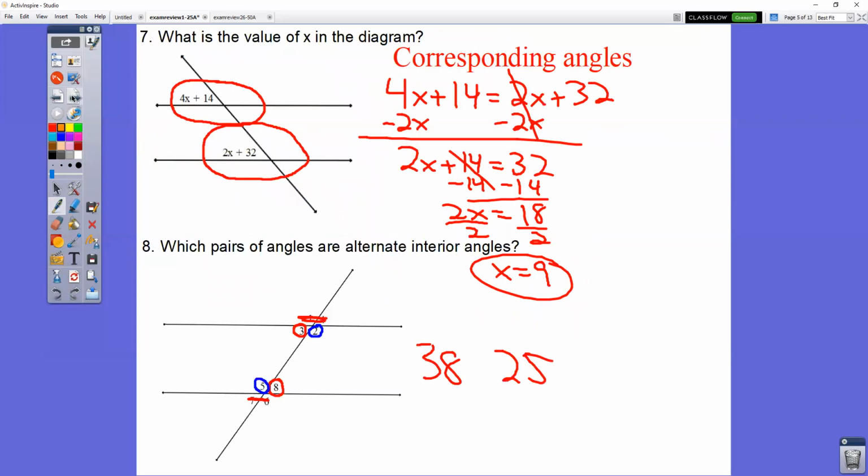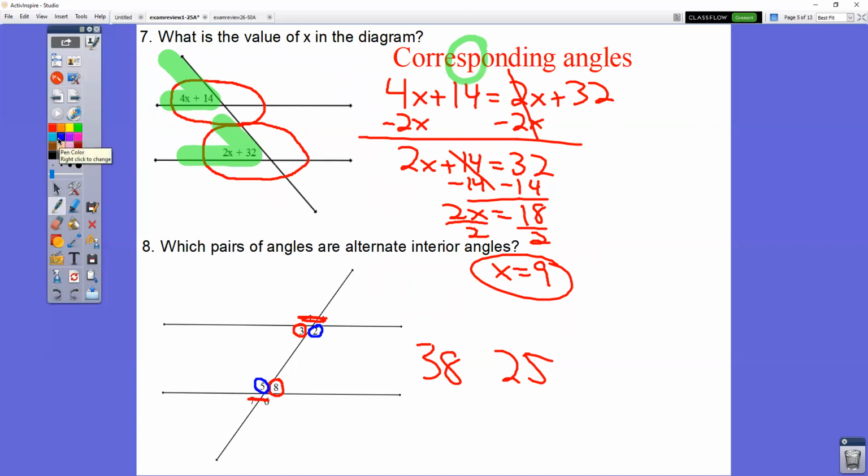In question number 7, you have parallel lines cut by a transversal. Notice that you're being given this upper left angle and this upper left angle, right? Because we're being given the upper left and upper left, they're in the same place. They're in the same spot. They are corresponding angles, all right? Corresponding angles are equal to each other.